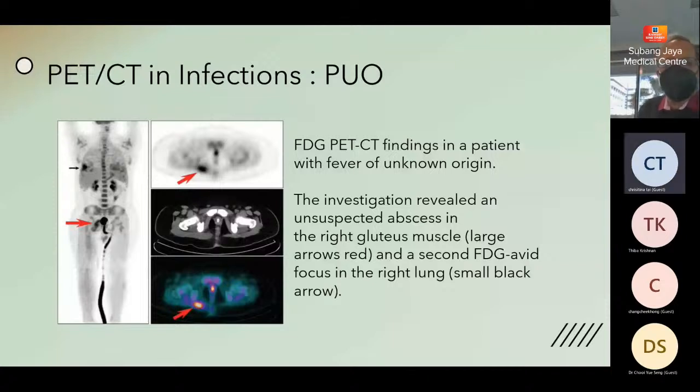So just to show a case of a patient with fever of unknown origin, you can see the uptake. For immunocompromised patients who have fever and we're not sure whether the disease is returning or there's an infection, we can use PET to help localize sites of infection. So here we can see two areas in the gluteus as well as in the lung.